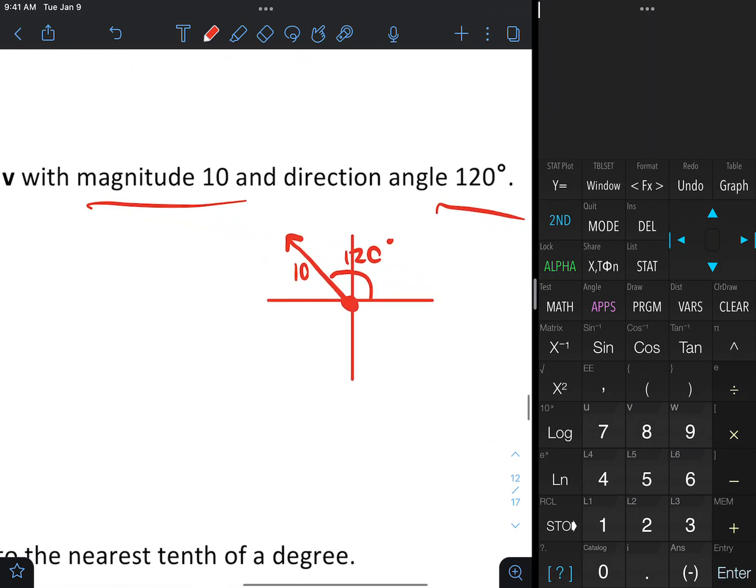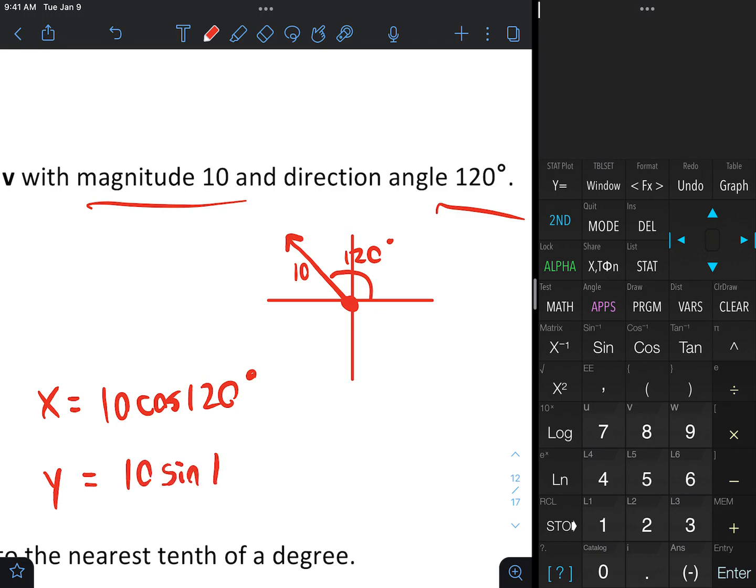So let's go ahead and write it out here. For the x piece, it'll be 10 times cosine of 120 degrees. And for the y, it'd be 10 times sine of 120 degrees.